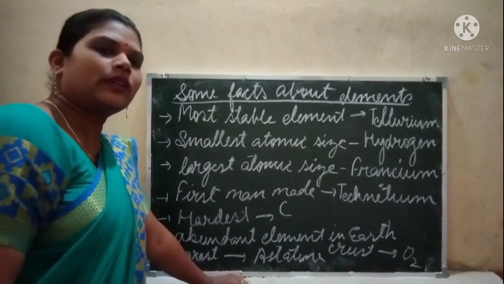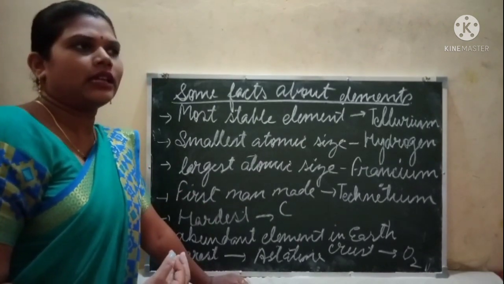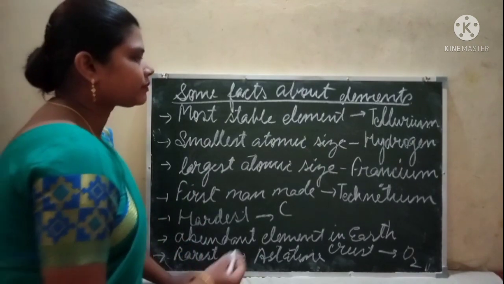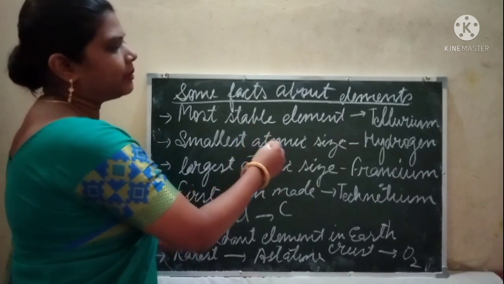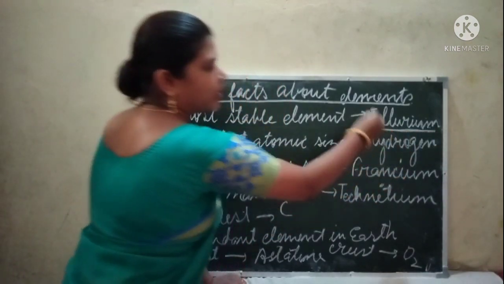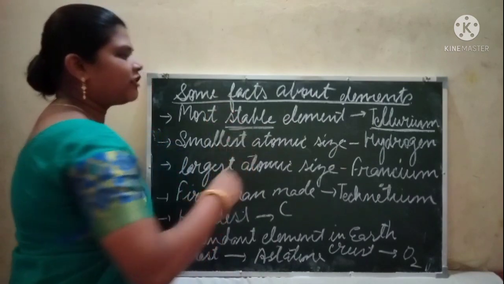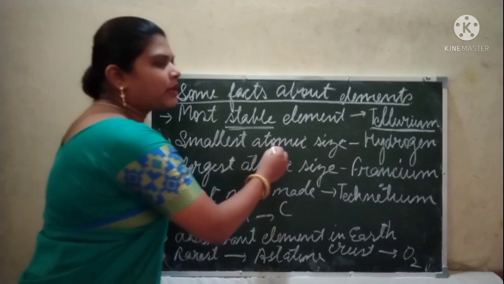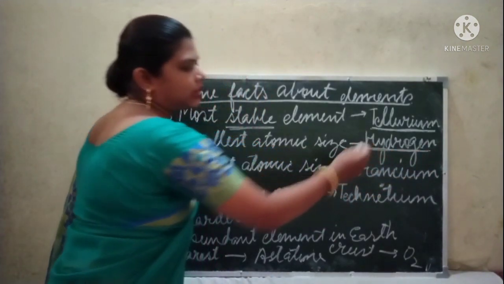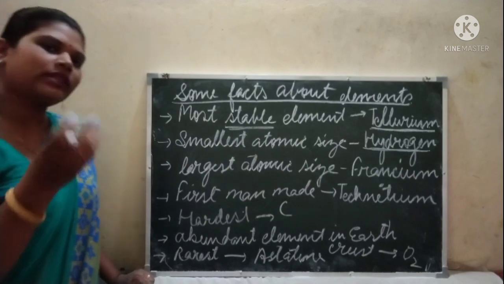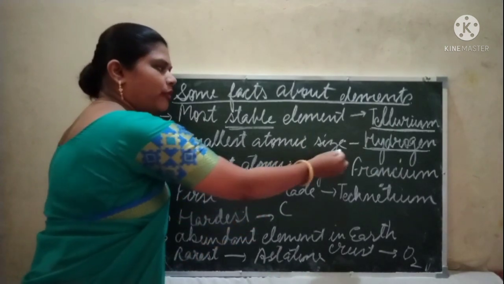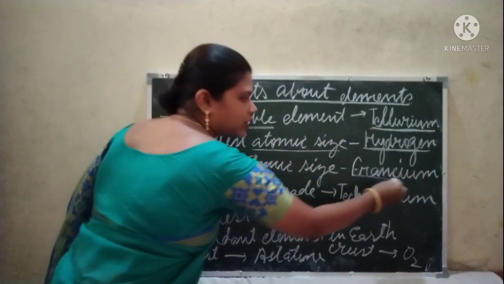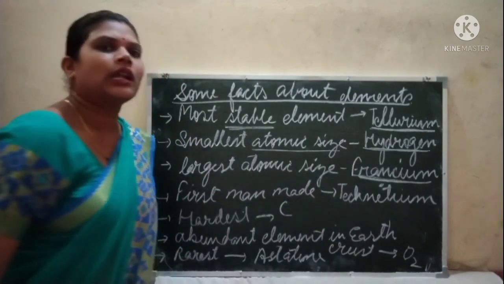Now we have seen what are elements, and now let's see some facts about the elements. So the most stable element is tellurium. It is the most stable. Its half-life period is very long. Okay. Now the smallest atomic size element, we all know, is hydrogen, so definitely the smallest atomic size will be of hydrogen. Then the largest atomic size is of francium. Okay, francium is the largest atomic size.